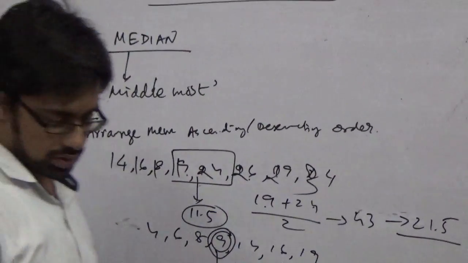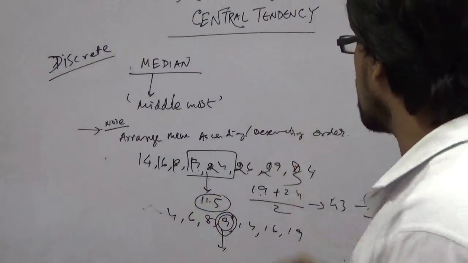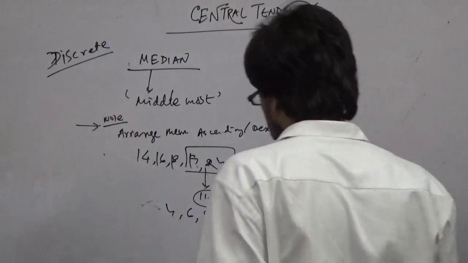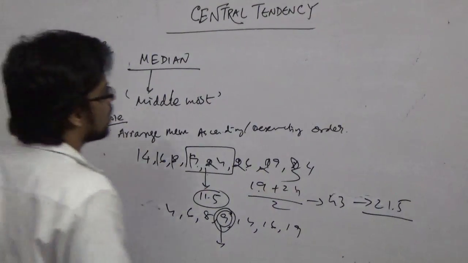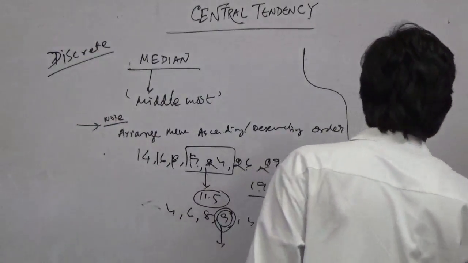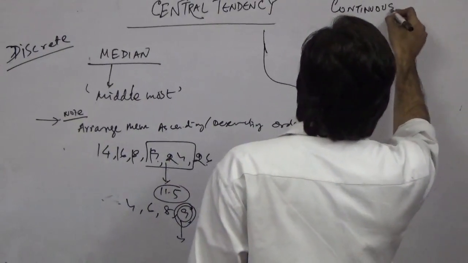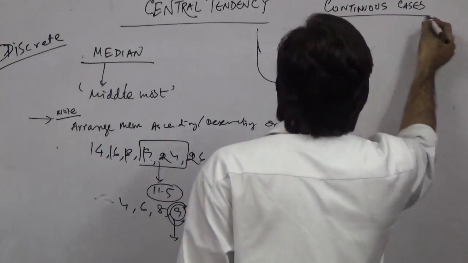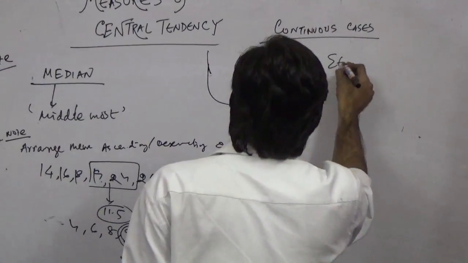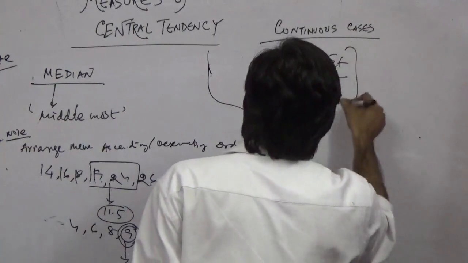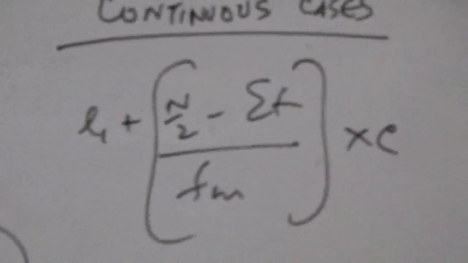If the case is continuous, if the data is continuous like 0 to 10, 10 to 20, 20 to 30, 30 to 40, then you can't just apply this because the frequencies with respect to each class are changing. So in that case, we are going to incorporate a new idea for continuous cases. For that, the formula is L1 plus n by 2 minus summation of f by fm into c. This is the formula we are going to apply in that case.